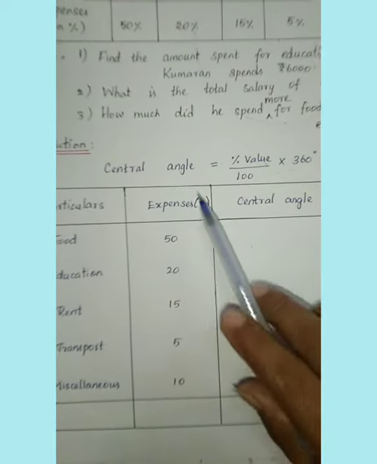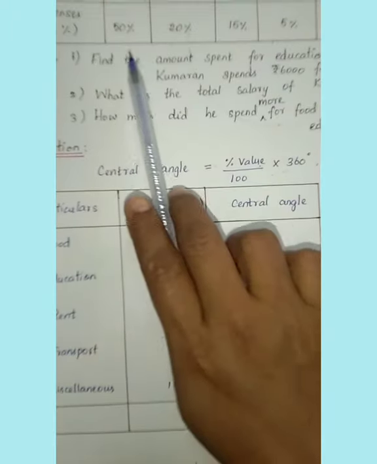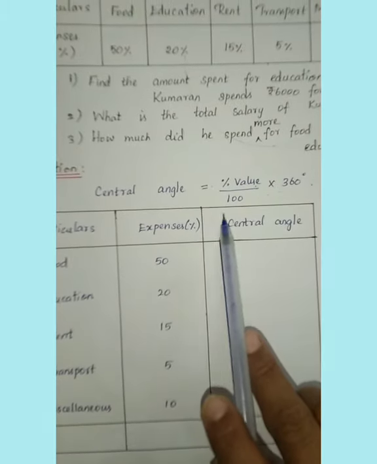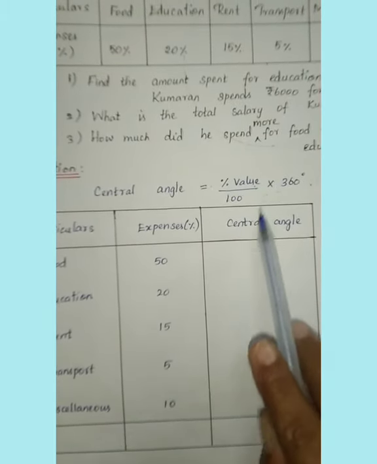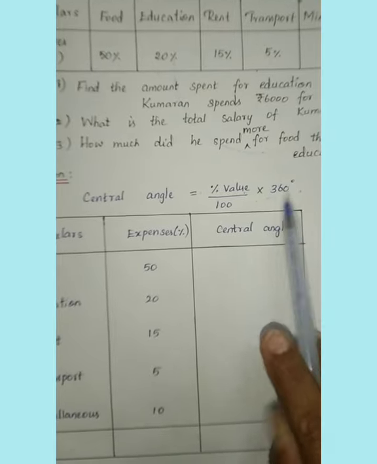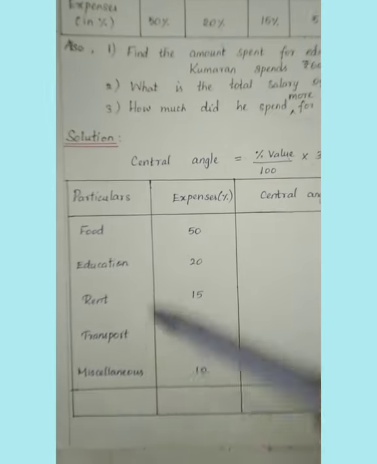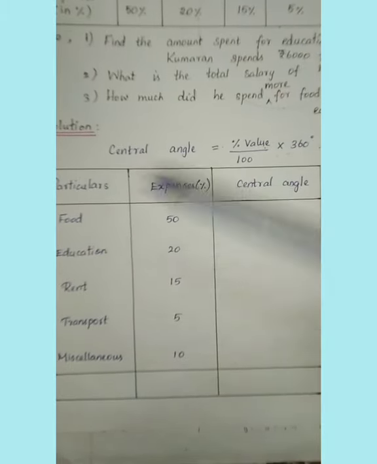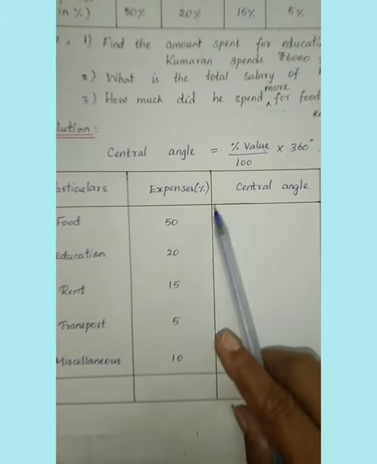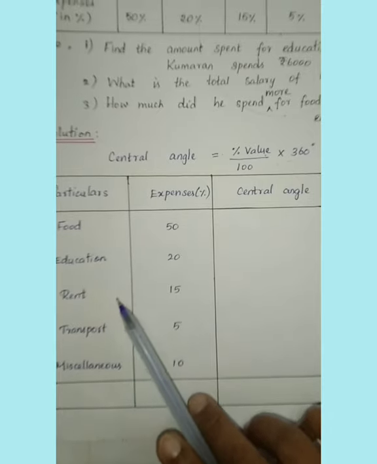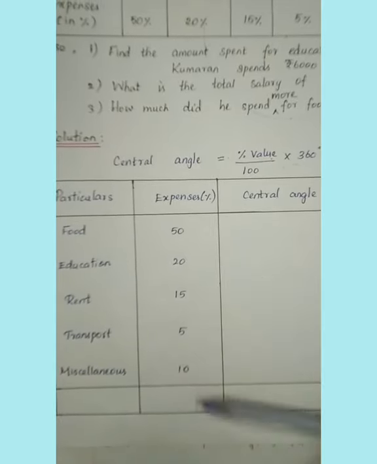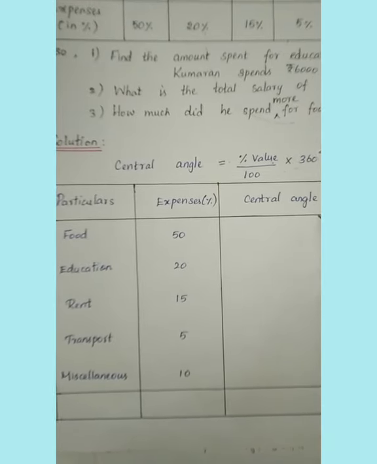Solution, we are going to write the formula. Here percentage is given, so we are going to write the second formula: central angle equals percentage value by 100 into 360 degree. Then we have drawn a tabular column. We have listed all the given values in the tabular column: particulars and expenses in percentage, food, education, rent, transport and miscellaneous. We are going to find out the central angle.